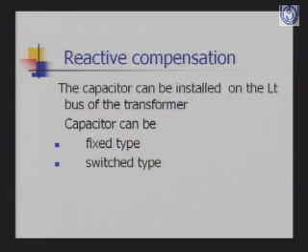But generally, as you see, all the consumers do not provide capacitors in their homes. It is only the industrial consumers which provide capacitors in the industries. So the cumulative requirement is compensated by the utility either by putting capacitors on the LT feeder, or on the LT bus of a distribution transformer, or on an 11 kV feeder, or on the 11 kV bus of the 33 by 11 kV substation.